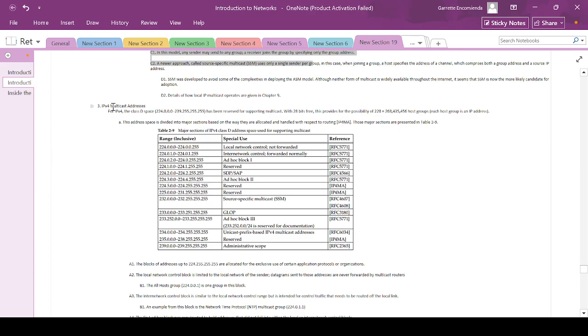could become big. IPv4 multicast addresses. For IPv4, the class D space 224.0.0.0 to 239.255.255.255 has been reserved for supporting multicast. With 28 bits free, this provides for the possibility of 2^28 equals 268,435,456 host groups. Each host group is an IP address.